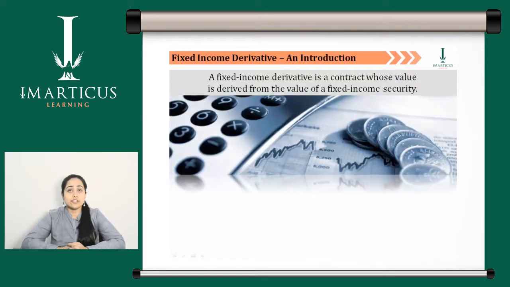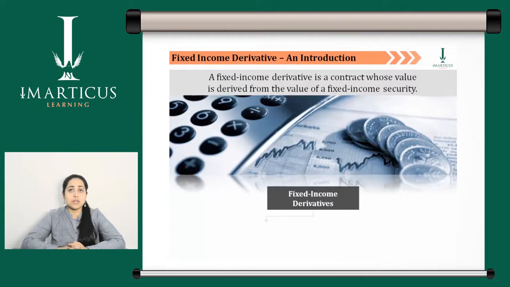A fixed income derivative is a contract whose value is derived from the value of a fixed income security. For instance, a bond future is a derivative priced in accordance with the anticipated price of an underlying bond or bond index. There are two basic types of fixed income derivatives, both of which are OTC derivatives.